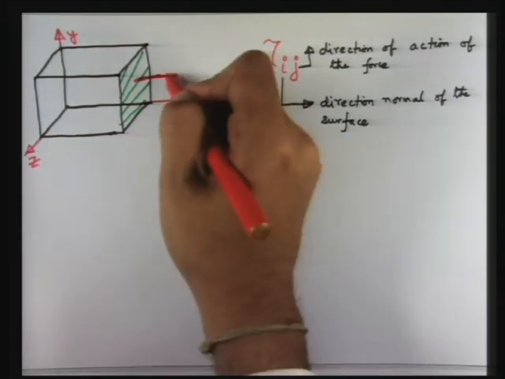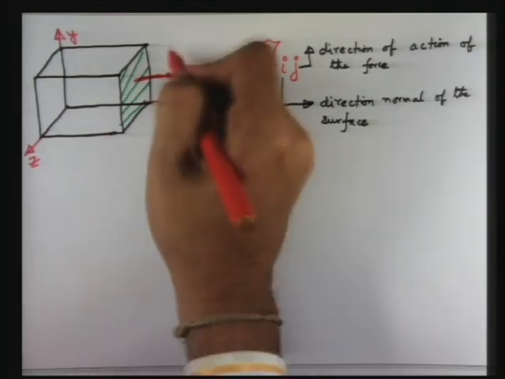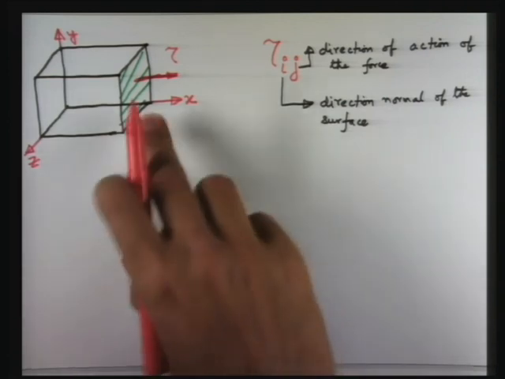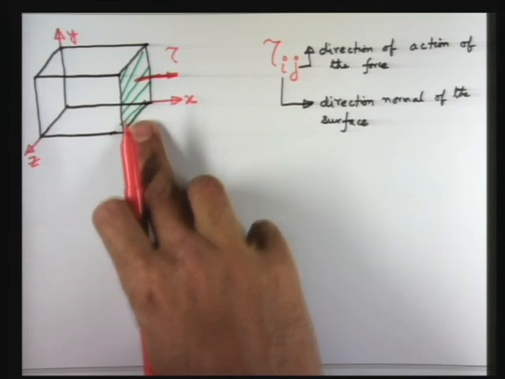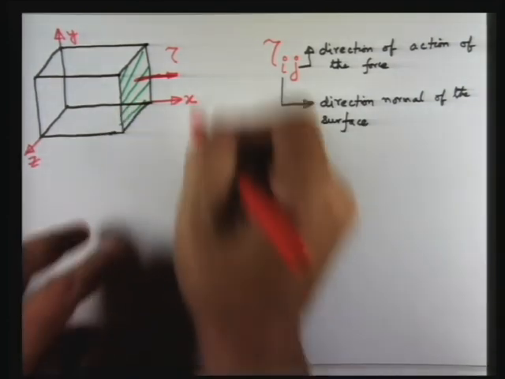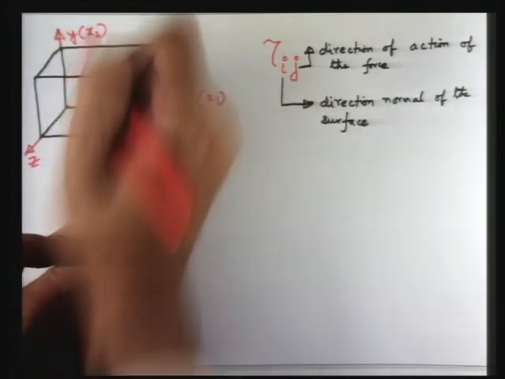This normal component, let us try to write by the tau ij notation. So what will be i? i is the direction normal to the surface. This surface which is hatched by green color, what is the direction normal to this? The direction normal to this is x axis, right? For x axis we use alternative notations. x is x1, y is x2 and z is x3.